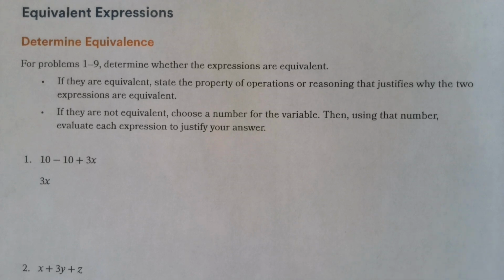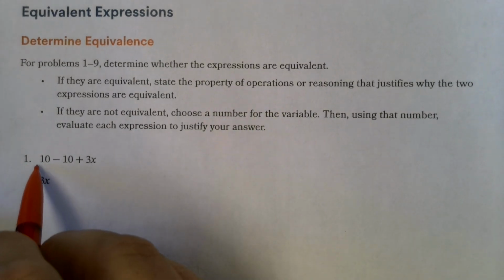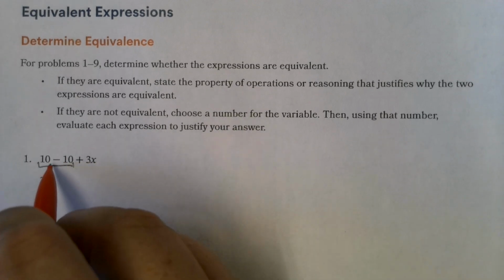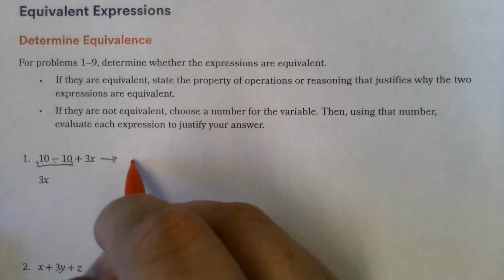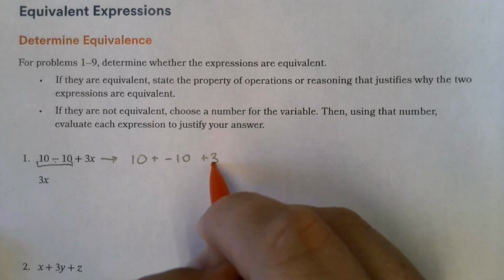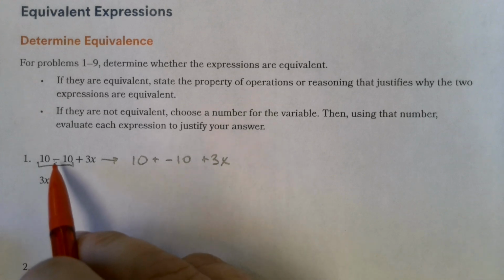problem here, number 1, 10 minus 10 plus 3x. And then we have a second expression, 3x. Okay. So as we're looking at this, we can go ahead and combine our like terms here. What we really want to do is remove that minus. We want to rewrite this as 10 plus negative 10 plus 3x. That way we get rid of the subtraction.